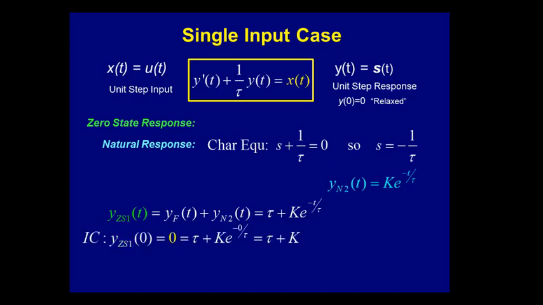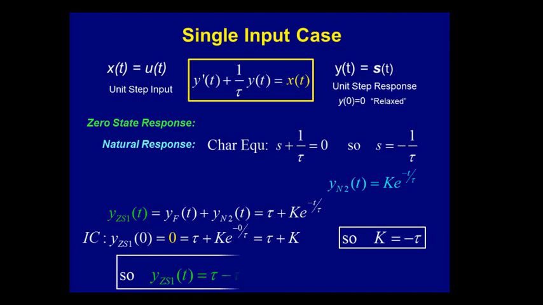Use the initial condition: first order system, one initial condition, the zero state response at time t equals 0 equals 0. I get tau plus k e to the 0, which is just tau plus k, equals 0, so k must be minus tau. Making the total zero state response for the single input case the forced response tau, minus tau e to the minus t over tau, and I put a u of t around the whole thing.